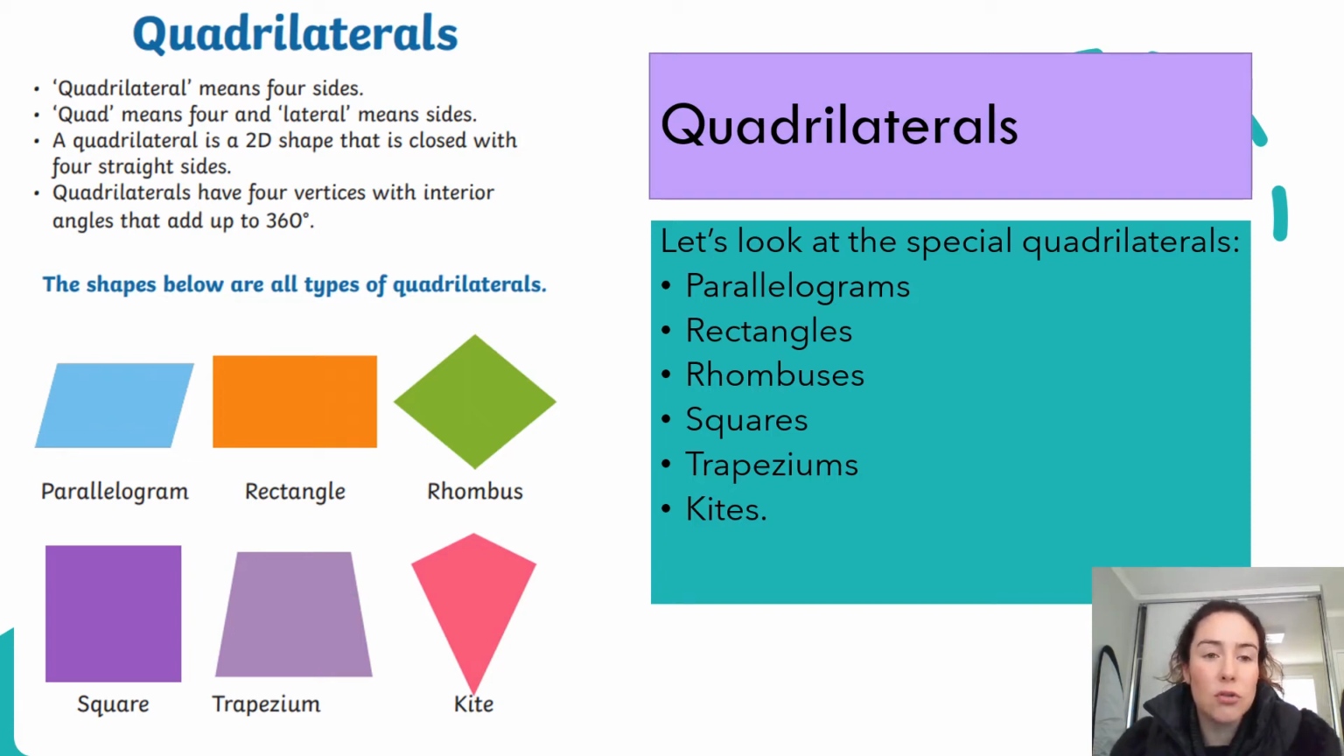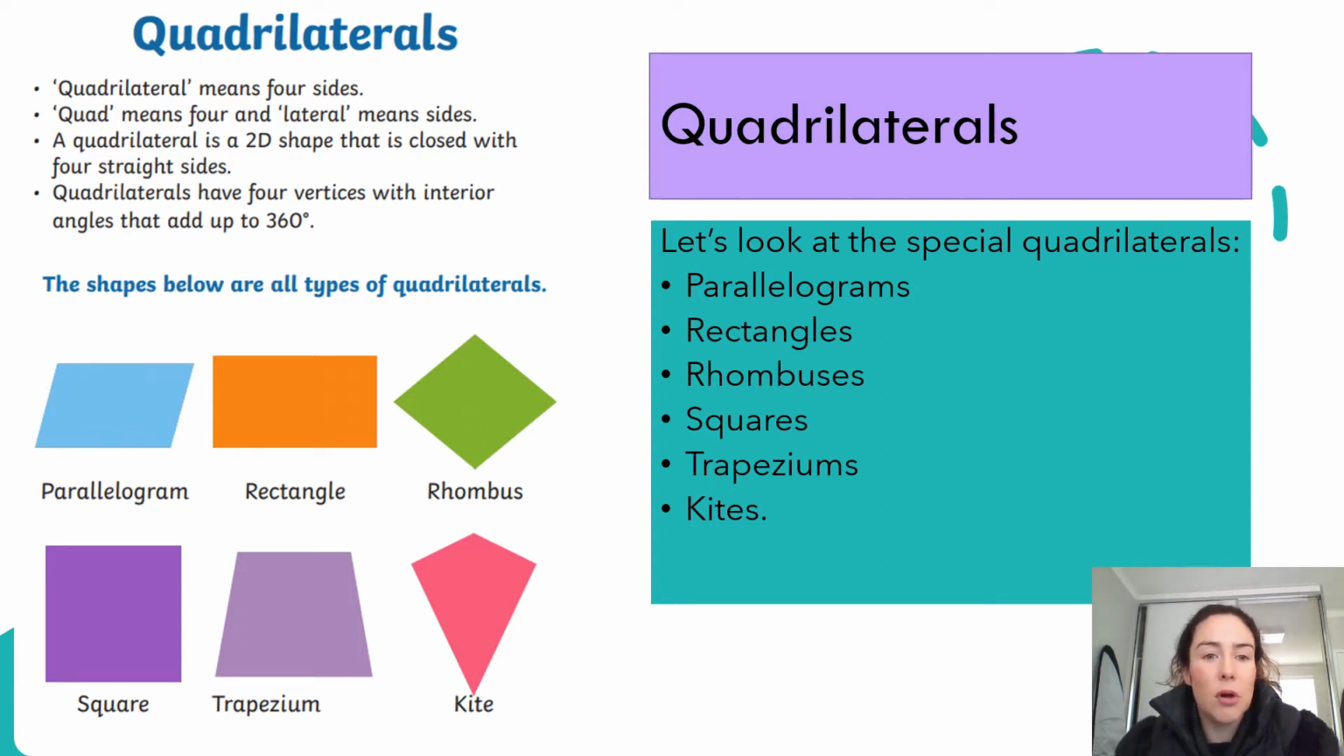A quadrilateral is a 2D shape that is closed with 4 straight sides. Quadrilaterals have 4 vertices with interior angles that add up to 360 degrees. And that is a really important factor to remember as you move into your upper primary years, thinking about what the angles add up to. You don't have to worry about that point just as much now, but I'm just pointing that out that that is important for our later learning.